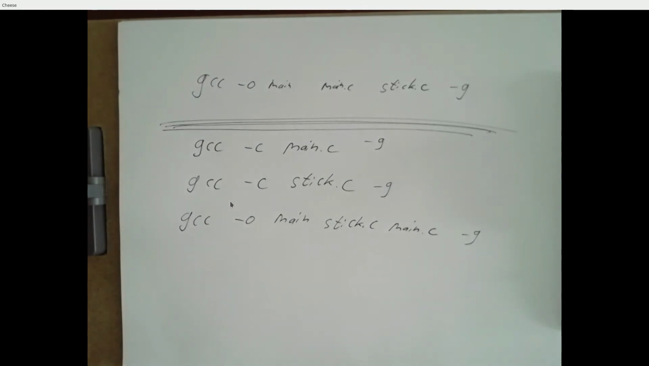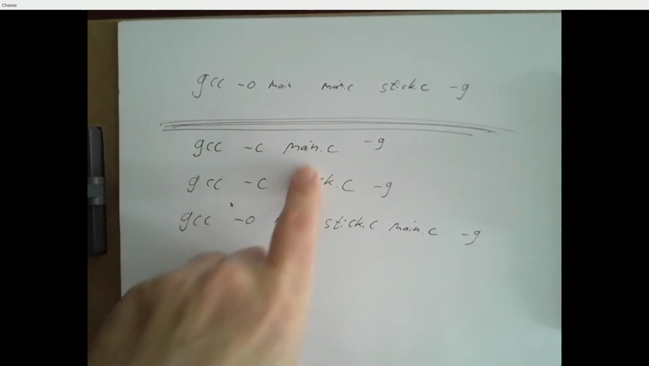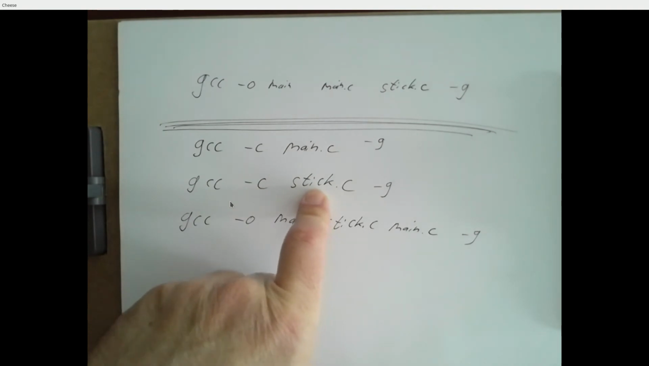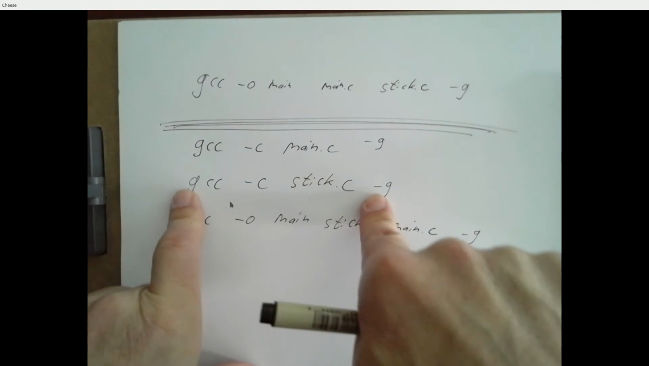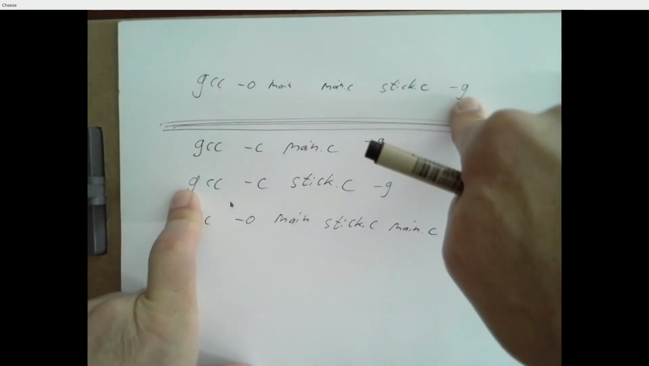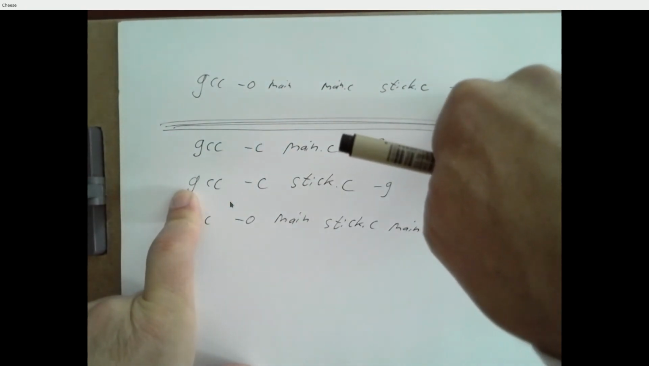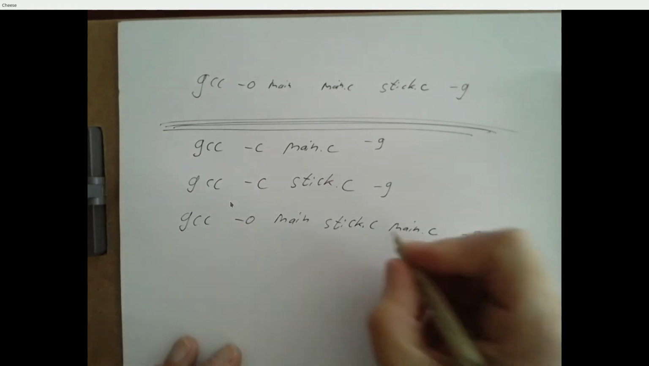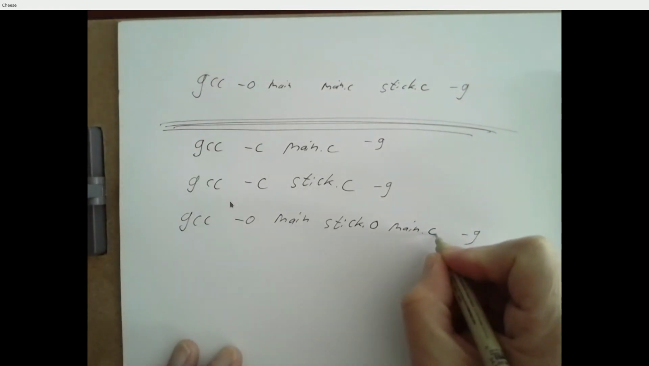What would be the advantage of compiling separately? Oh, the advantage is that main may be 1,000,000 lines of code and stick.c may be 10 lines, and I make a change to stick.c. If I do this, I only compile 10 lines. If I do this, I compile 1,000,010 lines. That makes sense. So think Linux, think thousands of functions, and you're making a change to one. So you just recompile that one, and these are .o's.